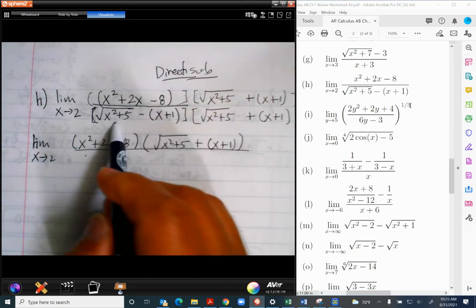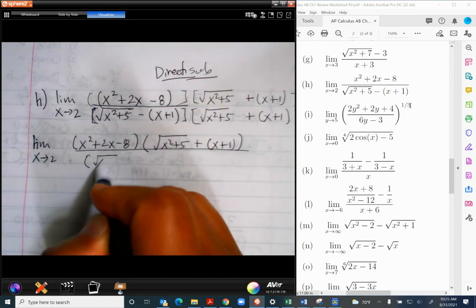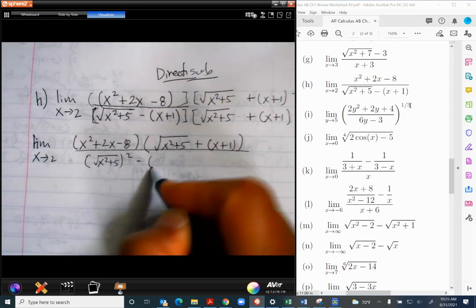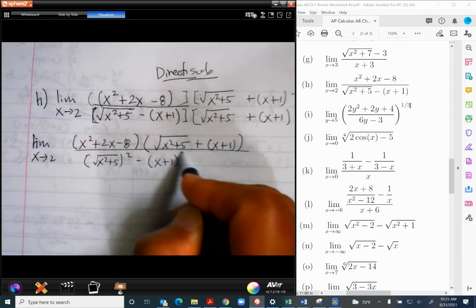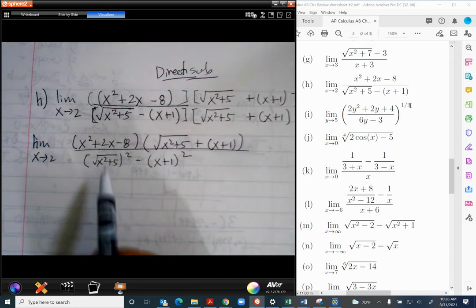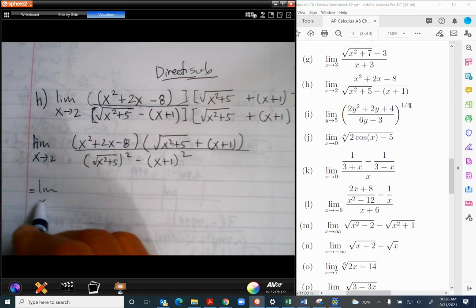Isn't this just difference of two squares again? Yeah. So isn't this like square root of x squared plus 5 squared minus parentheses x plus 1 squared? Isn't that it? Yeah. All right, so what happens to the square root and a square? It goes away.